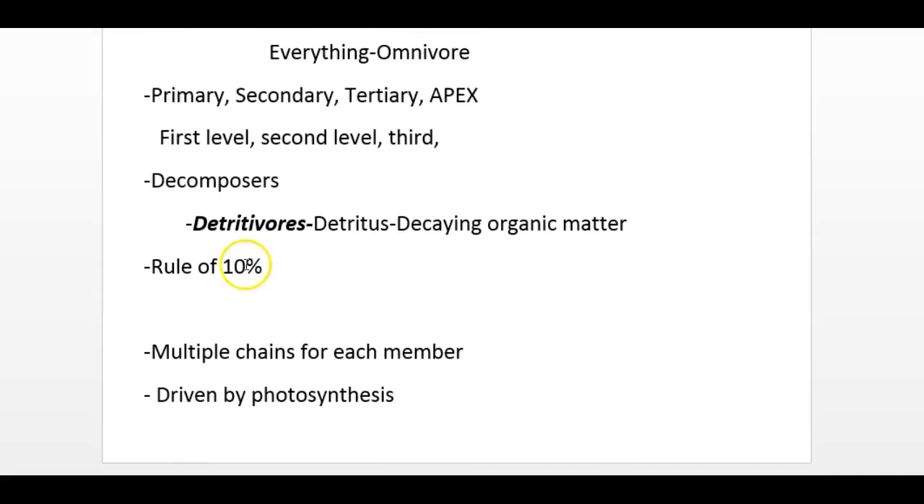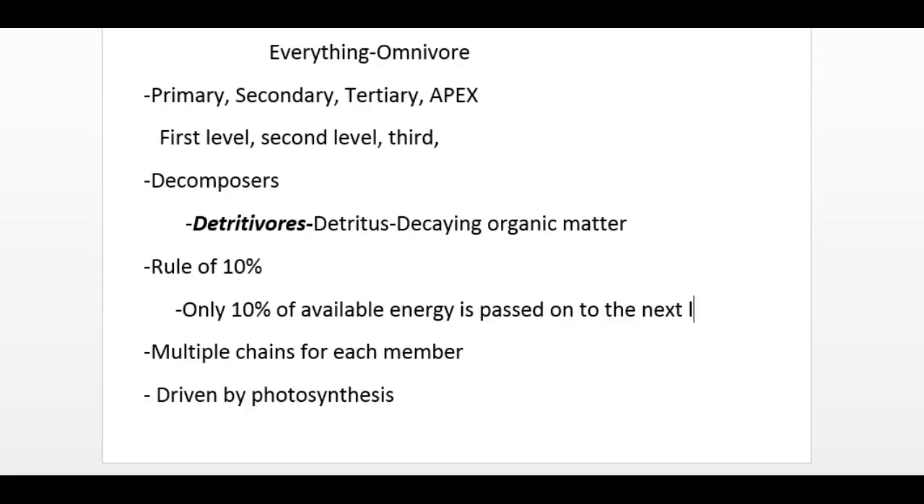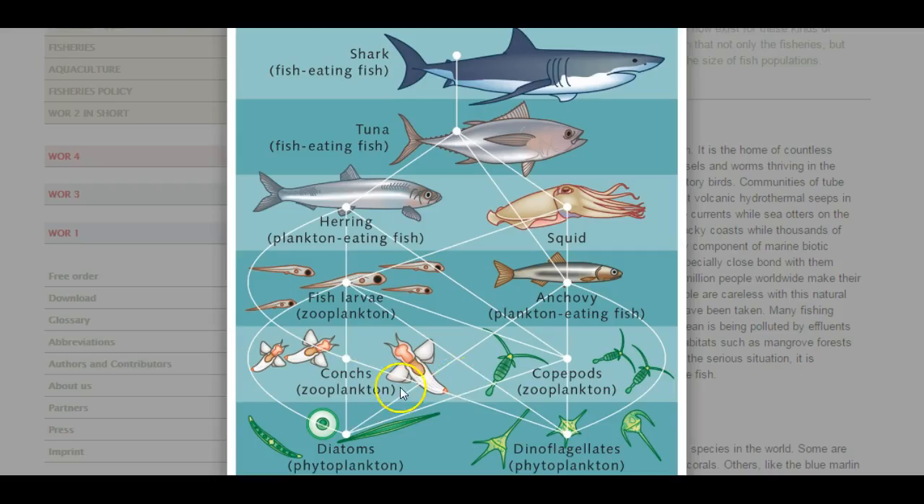And then this rule of 10 as well, I wanted to show you that. And this is the idea that only 10% of available energy is passed on to the next level. And we often call these levels trophic levels. Let me show you that one more time. So these are primary producers, these are primary consumers, and they call these trophic levels, T-R-O-P-H-I-C.